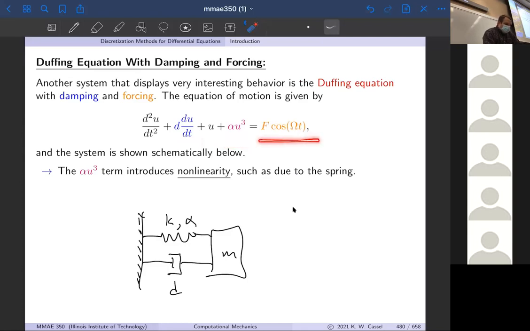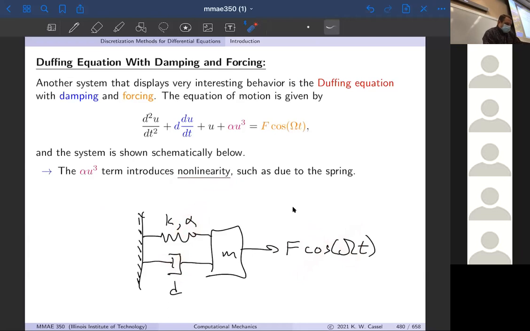And then we're also going to force it, just similar to the pendulum. So this is going to be an F cosine capital omega t, the amplitude of the forcing and the frequency of the forcing. So keep this in mind. Sometimes I'll turn off the damping, sometimes I'll turn off the forcing, sometimes I'll turn off the nonlinearity, and we'll look at different types of solutions depending on the situation. It could be linear, it could be nonlinear, depending on whether alpha is zero or not. But if it is nonlinear, it comes from nonlinearity in the spring.